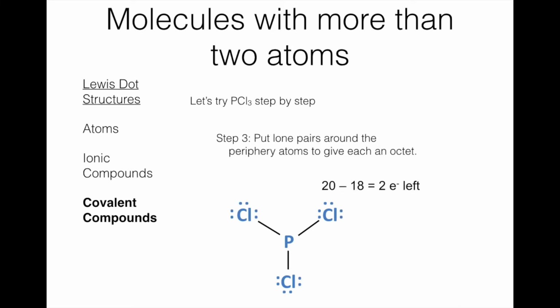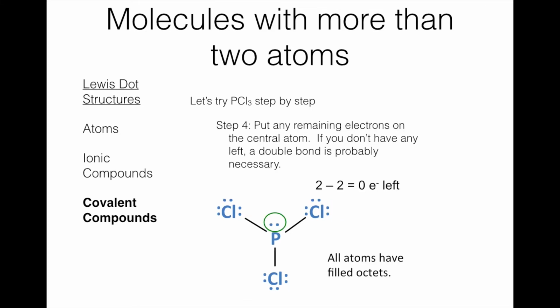Now after you do that, you put lone pairs around each periphery atom to give each atom an octet. Periphery means outside, of course, so I put 3 lone pairs around each chlorine. Now each chlorine has an octet. In this step I added 18 more electrons, and that leaves you with two electrons that you still need in our structure. The last step is to put any remaining electrons on the central atom. And that would be our final structure for PCl3. Here we have a really good structure, and everything has an octet.